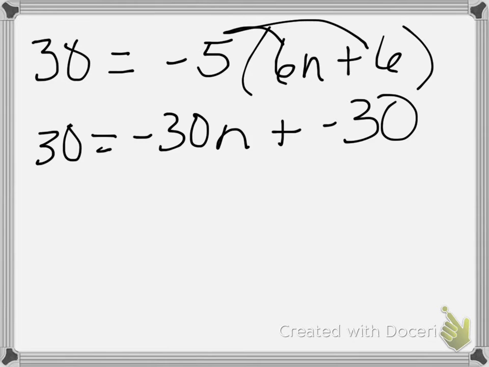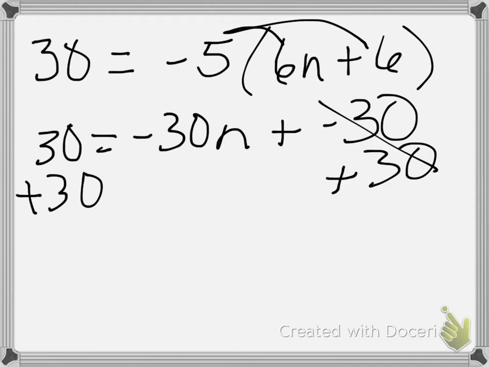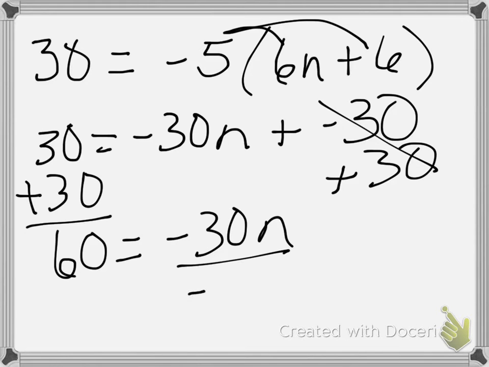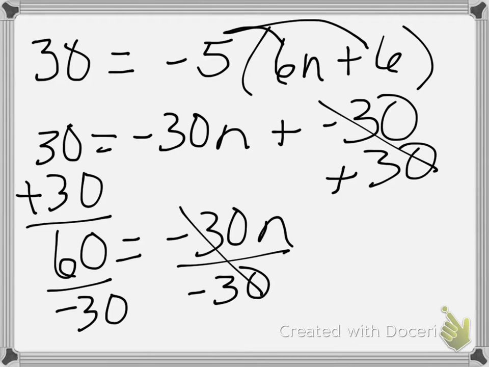So now I don't have any like terms to combine. I don't have to move my variables all to one side. They're all there already. So now all I have to do is get rid of anything not directly attached to the variable. So I'm going to add 30 to both sides, and I get 60 on this side equals negative 30n. All that's left to do is divide on both sides, and I get n is equal to negative 2.